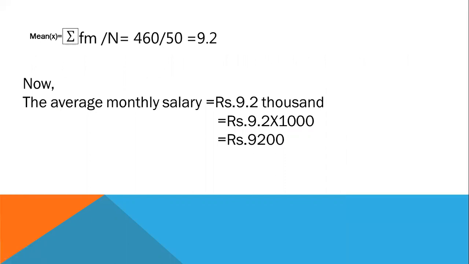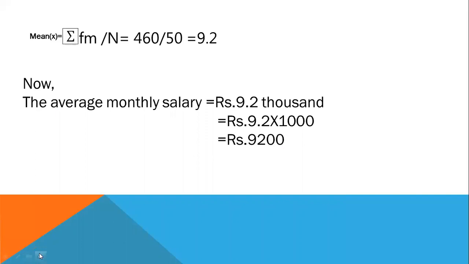Then, the values were given in thousands, that's why we have to multiply by 1000. Because the value was given in 1000s, 9.2 was the arithmetic mean. If you multiply by 1000, 9.2 multiplied by 1000 becomes 9200. This is the arithmetic mean of this data.